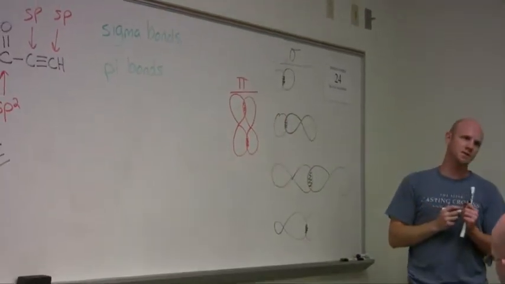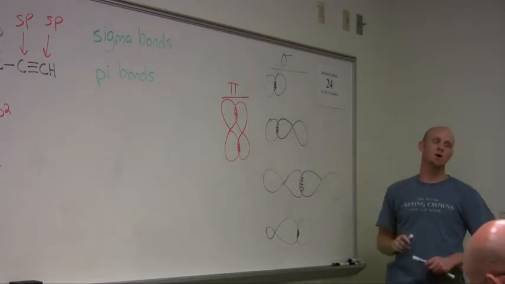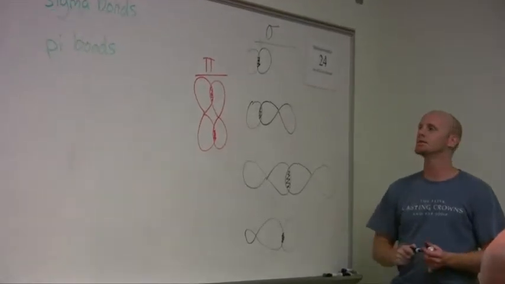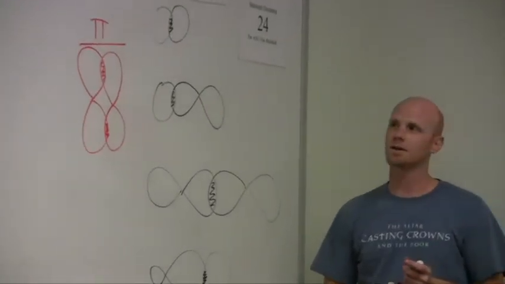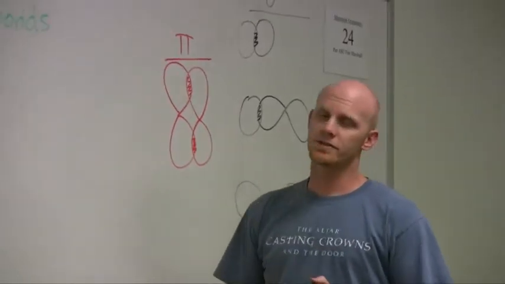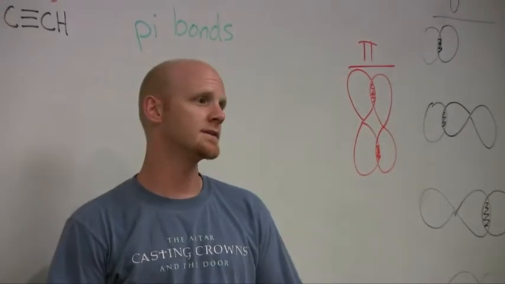So pi bonding, very specific, only p orbitals and only sideways. Sigma bonding, it's end-to-end overlap instead of sideways. And anything is capable of participating in sigma bonding. Here's the deal. All single bonds are sigma bonds, all of them. Every last one of them. Any single bond is always a sigma bond.